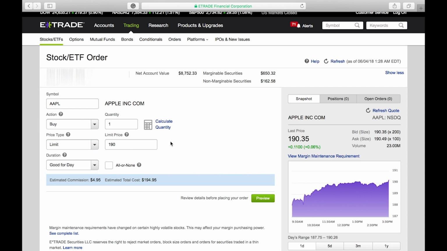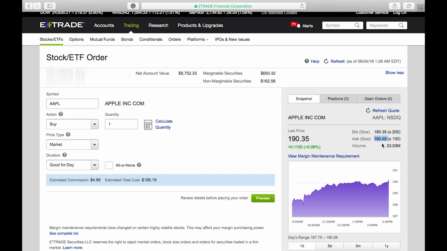You do not want to put in a market order, because let's say you put a market order in, and let me show you. When you put a market order, it doesn't even give you a price. So right now, it is going to go straight to the asking price. Apple right now is trading at $190.35. However, if you do a market order, it's going to force you to buy it at $190.49. Now, that's for the next 100 shares.